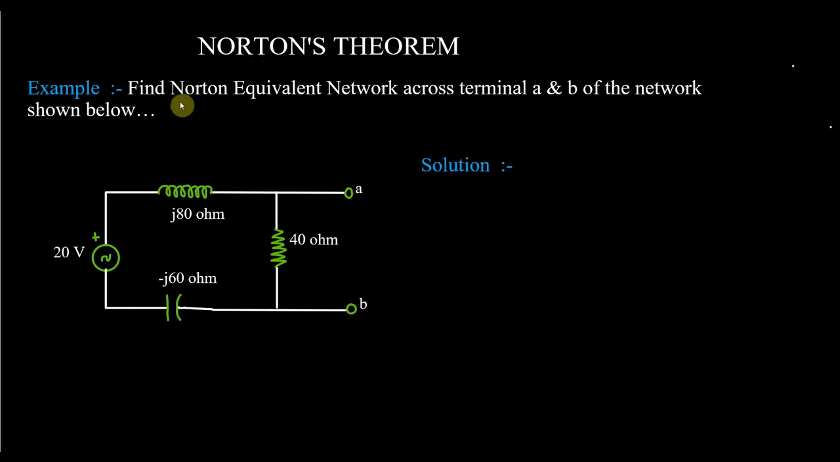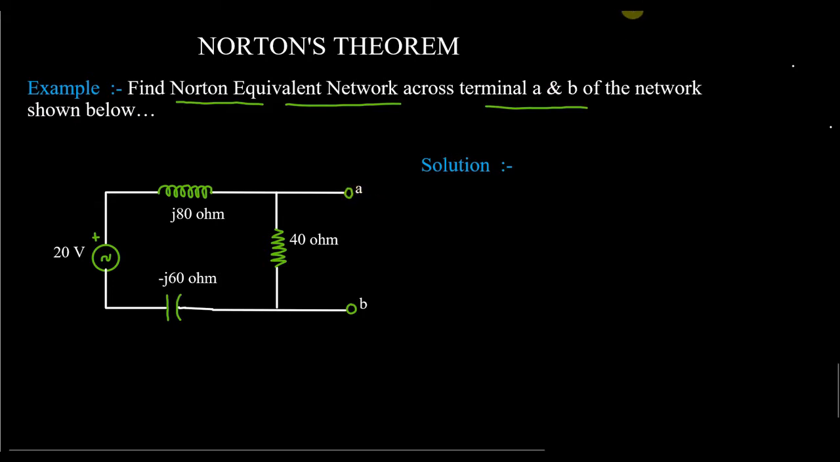Find the Norton's equivalent network across the terminal AB for the network shown below. So this network is given, and we have to find the Norton's equivalent network across terminal AB. This is your terminal A, and this is your terminal B. This type of network is given.